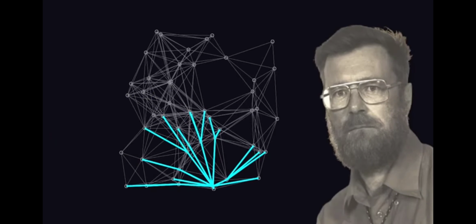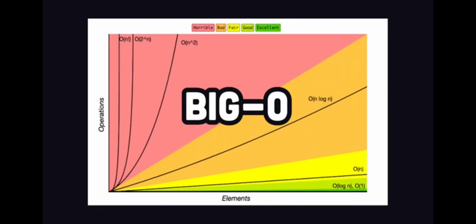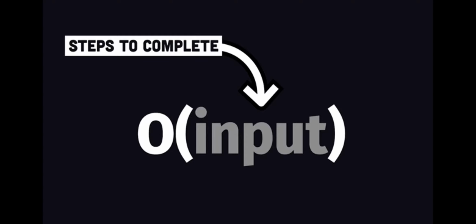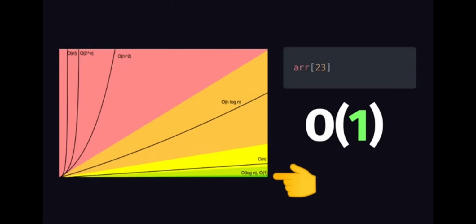But before you start writing graph traversal algorithms, you should know a little bit about complexity theory, which can tell us in theory how much time and memory an algorithm should use. We use big O notation to express complexity, and when talking about time, the input represents the number of steps it will take to complete a task. Like if we read a single element from an array, that would give us O of 1, or constant time, which is extremely fast and simple.